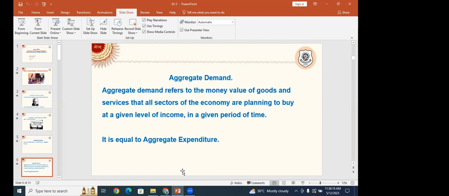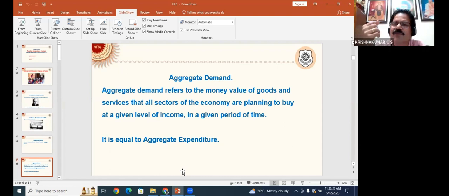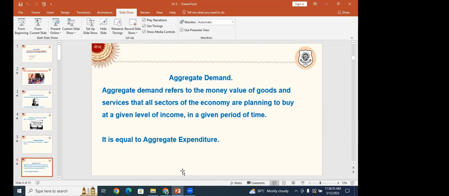So such questions you can ask to the children. You can ask them why it doesn't start from the origin. Why it doesn't start from the origin? Because even at a zero level of income, there will be consumption and there will be aggregate demand. Okay. Then anything else?